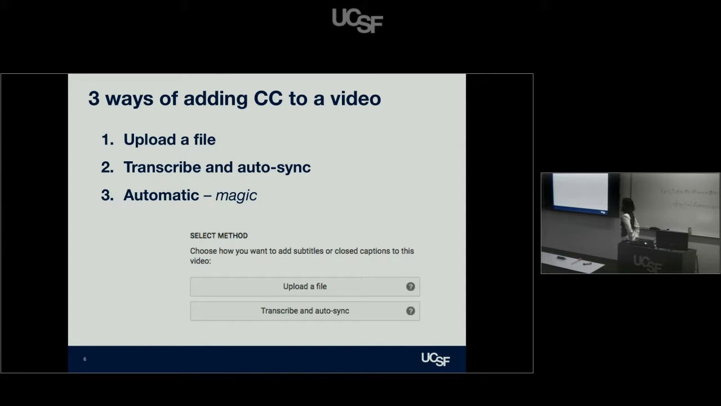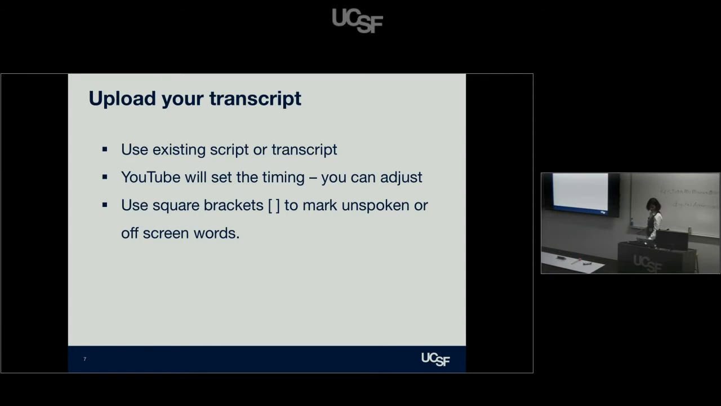So, three ways of adding closed captions. This is just a general idea. It works in different places, but I just want to let this class know the basics. You can upload a file, you can watch the video and transcribe, or auto-sync or automate, which I call magic. This is an example inside YouTube. It'll give you a choice to upload, transcribe, or use their automatic captions. So I'm just going to go over those.